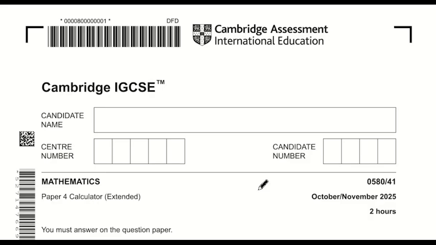This is the Cambridge IGCSE Mathematics paper 4-1 written in November 2025. There are 29 questions in this paper.